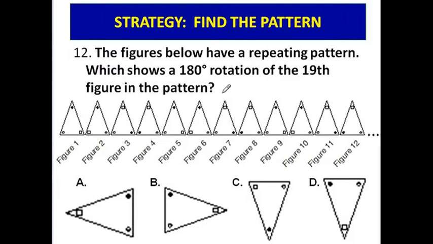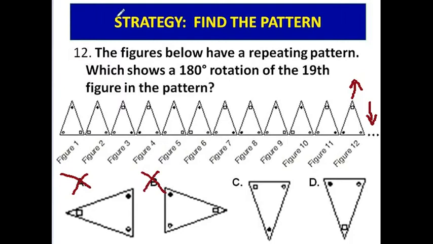It says the figures below have a repeating pattern. Which shows a 180-degree rotation of the 19th figure in the pattern? I've got figures 1 all the way up to 12, and all of these look like little isosceles triangles, and they're all pointed upward. If we want to show a 180-degree rotation, that's half a circle, that one would be pointing downward. And there's only two here that are pointing downward. So I know it can't be A, and I know it can't be B. So it could be C, and it could be D.